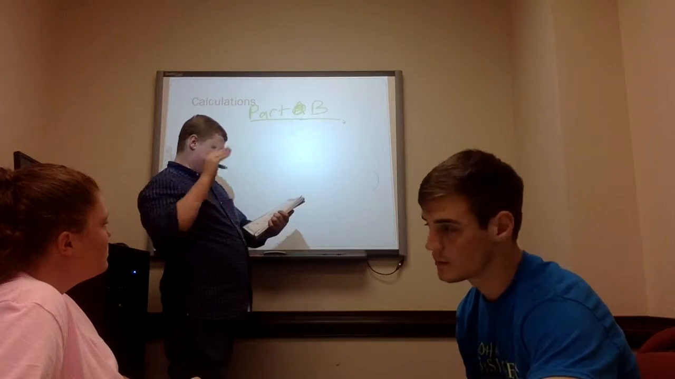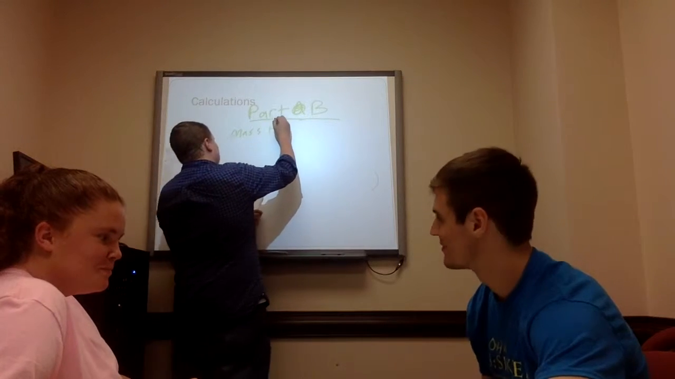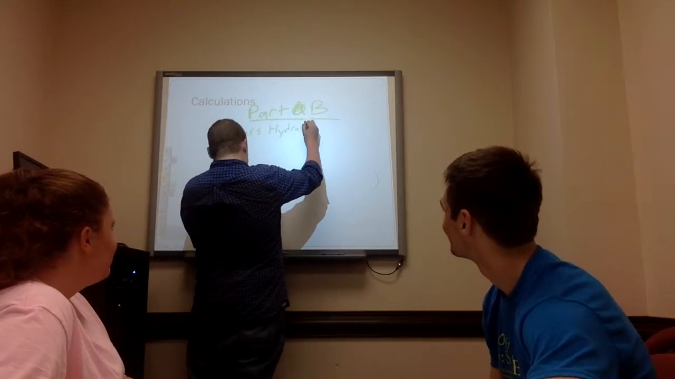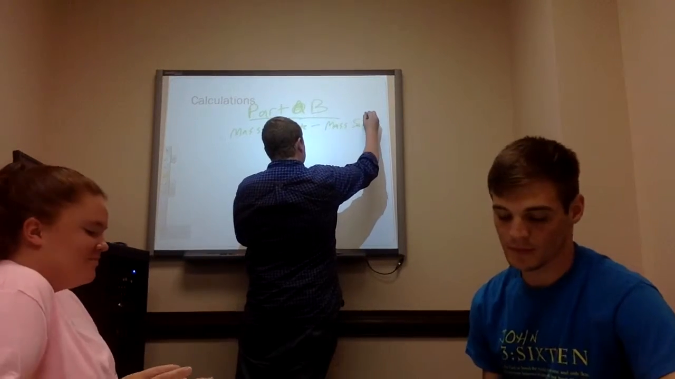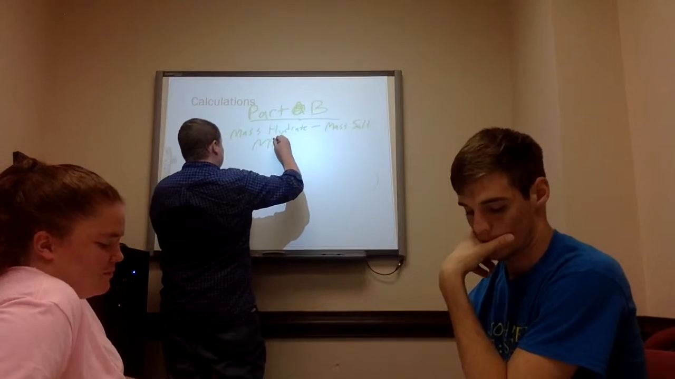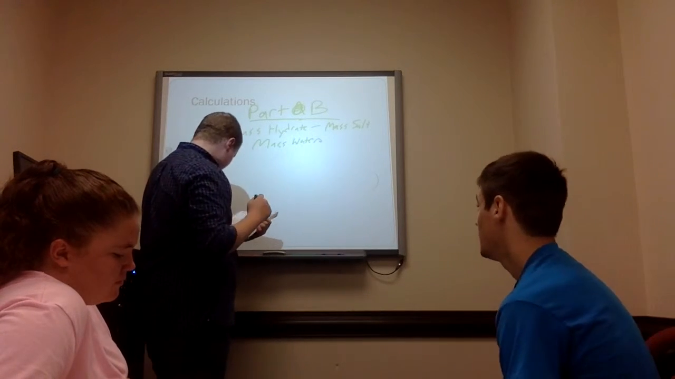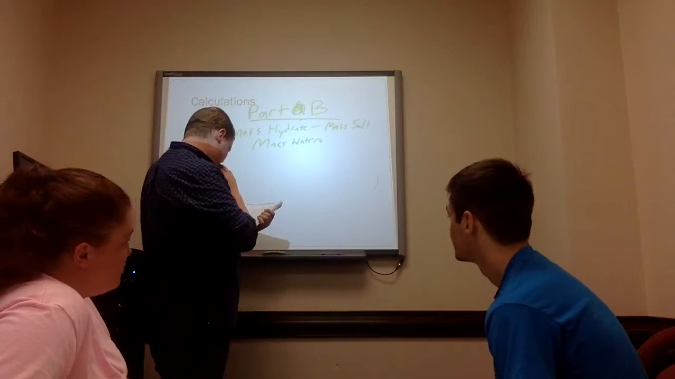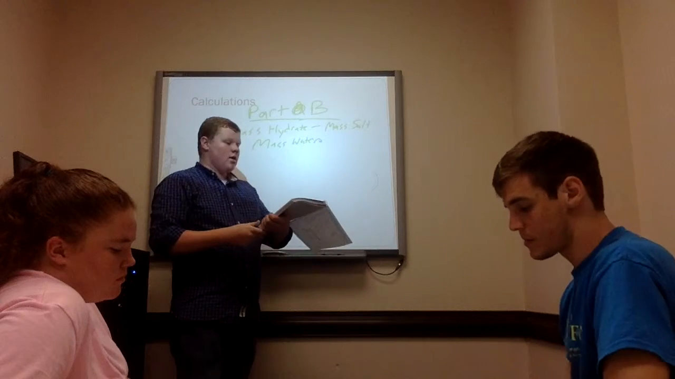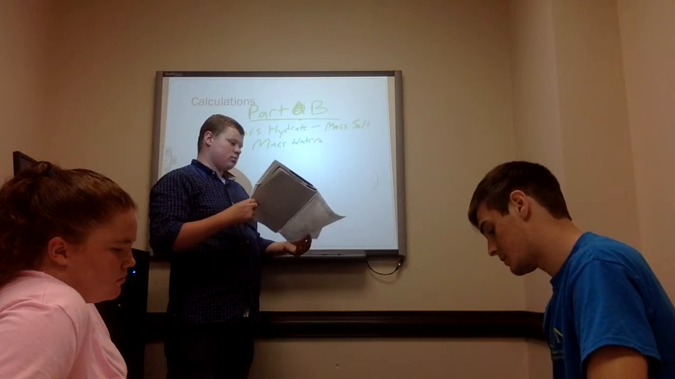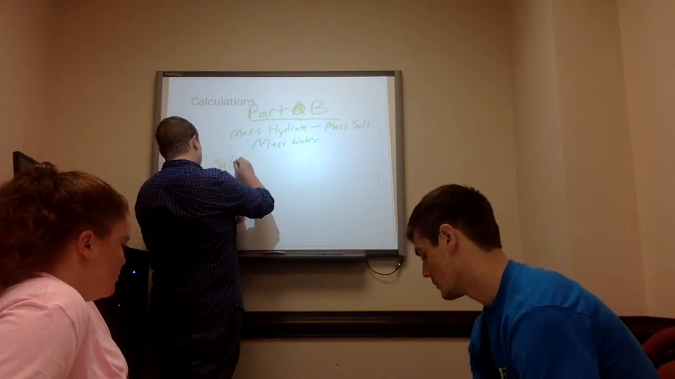So, to find the mass of the water, you took the mass of your hydrate, subtracted from the mass of the salt, which gave you the mass of the water. Okay? Is everybody following me? To find the mass of the salt, you took your crucible with salt after the last heating, minus the crucible. We're going to go ahead and find salt first.